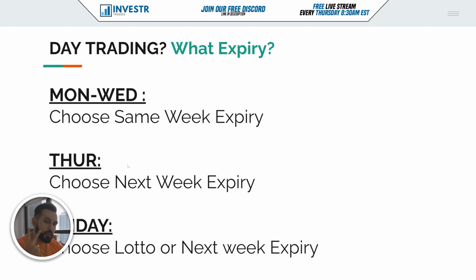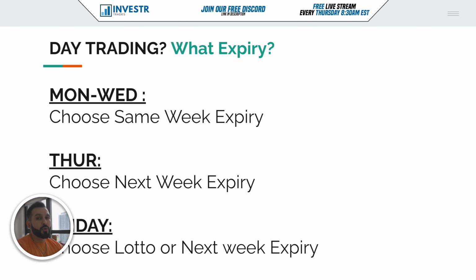On Fridays, you have two options. You can choose the lotto, which we talked about in the old crash course, or you can choose next week's expiry. On Fridays, personally, I always use lotto, which is a higher risk, higher reward trade. However, that means I have to put in a smaller dollar amount, because if it goes to zero, I have to be okay with losing that money that I invested.